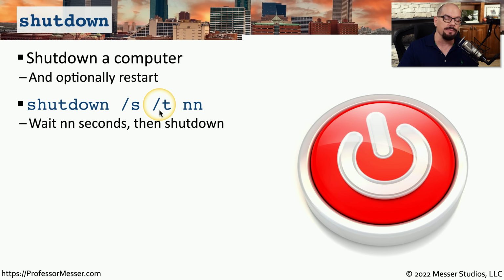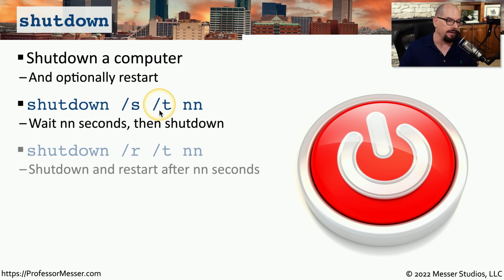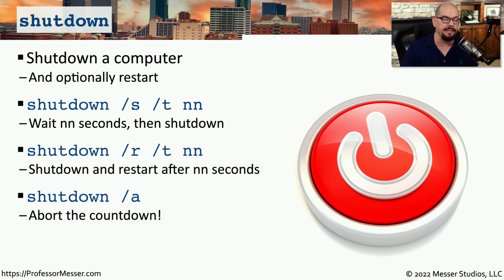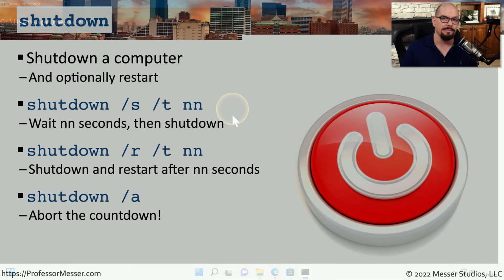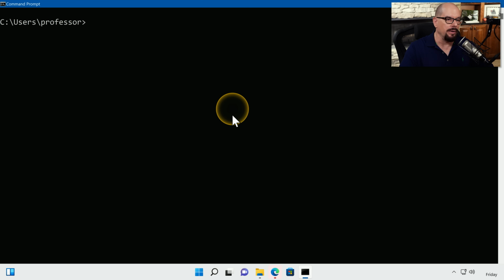If you wanted the system to then restart after shutting down, you can use the shutdown command with the /r option, and then optionally you could use the /t to specify how many seconds it should wait before shutting down and then restarting the system. If anywhere in here you feel that you don't want the system to shut down, you can abort this process by using shutdown /a. Let's perform a shutdown on my Windows 11 system.